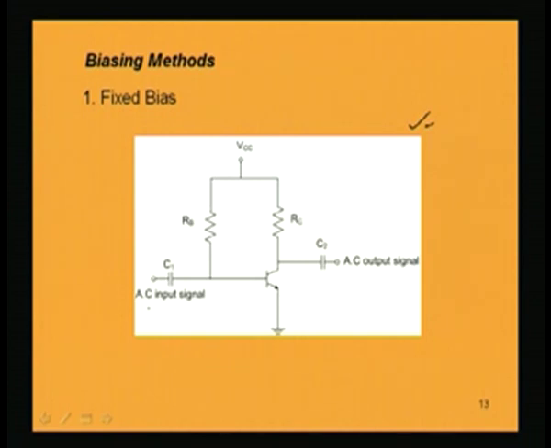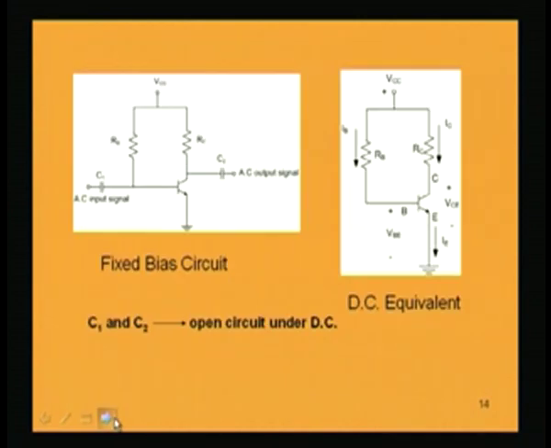So, the fixed bias circuit is this one, which is used as a transistor amplifier having an NPN transistor. As usual, we are discussing the NPN transistor in the common emitter configuration. If we consider only the DC circuit for this transistor amplifier, then capacitors will now be ignored, because these capacitors are open circuit for DC.